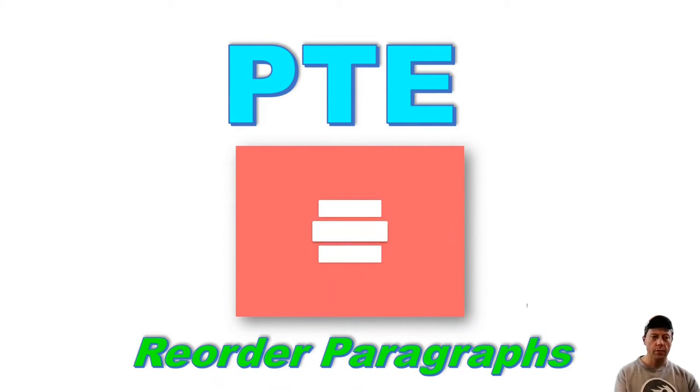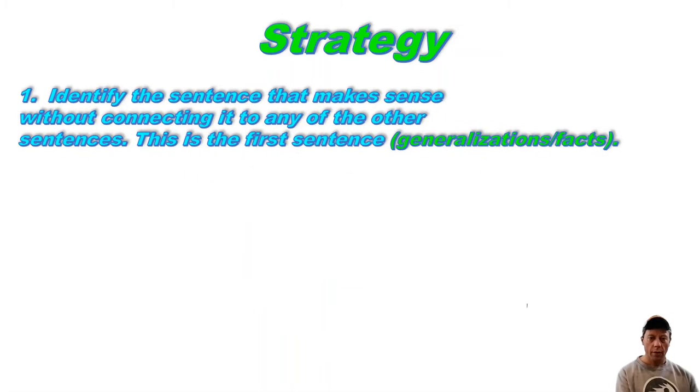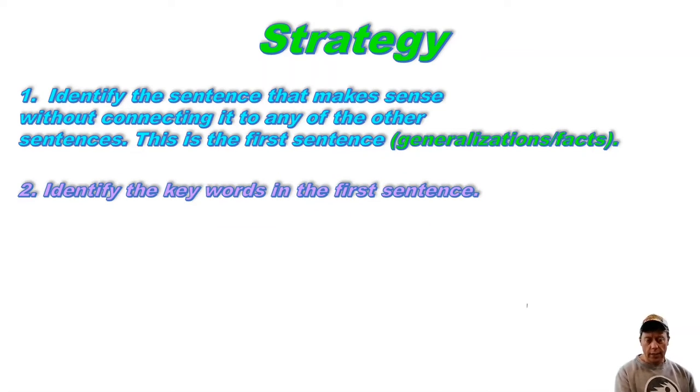This video deals with the Pearson Test of English reading section, reorder paragraphs. So what's the strategy? Firstly, you'll need to identify the sentence that makes sense without connecting it to any other sentences. And this is the first sentence. It should be a generalization or some kind of fact that can stand alone without any other reference to any other sentence. Secondly, identify the key words in the first sentence.